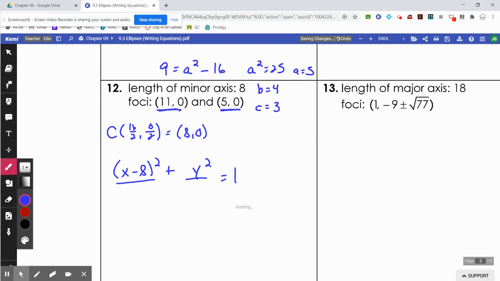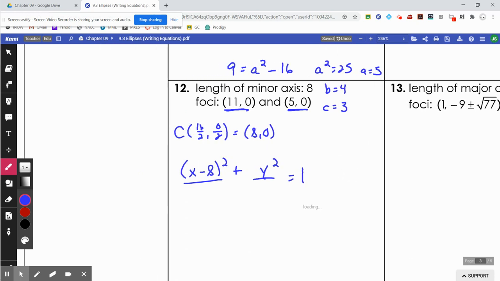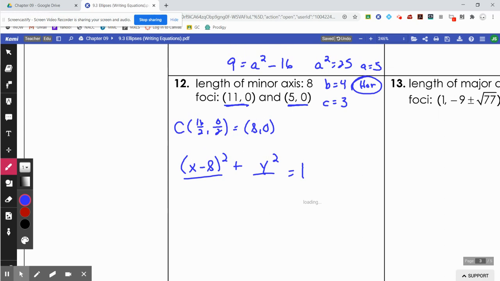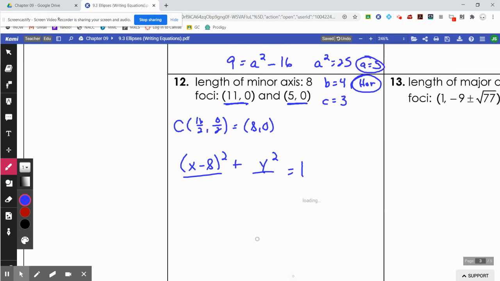So therefore, we haven't found it yet, is it horizontal or vertical? Okay, my foci are going to be on my major axis. The foci are at 11, 0 and 5, 0. Those are horizontal of each other. So therefore, since they're on the major axis, this is going to be a horizontal ellipse. So therefore, my larger number goes under my x. Since a is 5, I'm going to put a squared under x. I'm putting b squared, which is 16, under y.